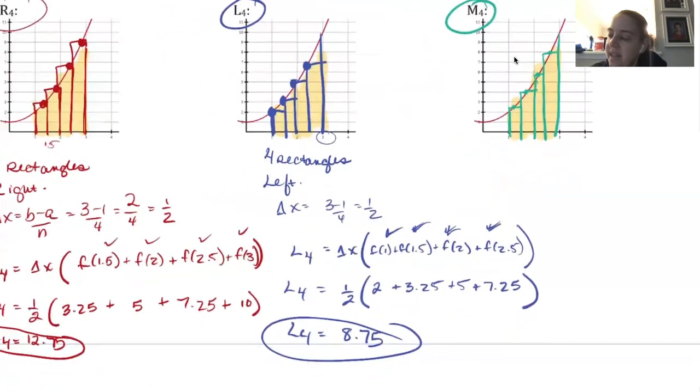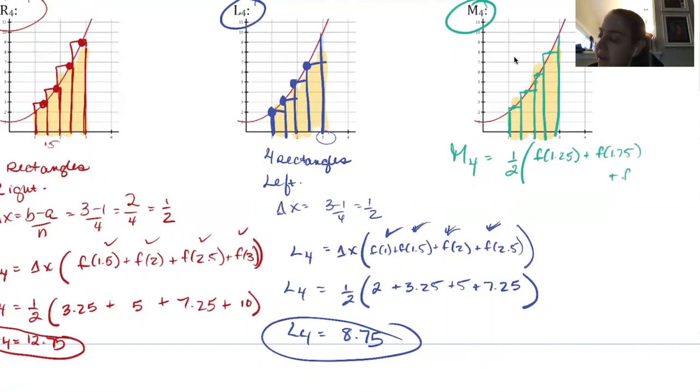I'm not going to show you delta x again. That's exactly the same. So midpoint for 4 rectangles is going to be 1/2. This time when we do our f values, it's not 1 and it's not 1.5. It's directly in between. It's 1.25. And then it's not 1.5 or 2, but it's 1.75. It's exactly in the middle. Plus f of 2.25 plus f of 2.75. So we're going to put all of these decimal values into our function.